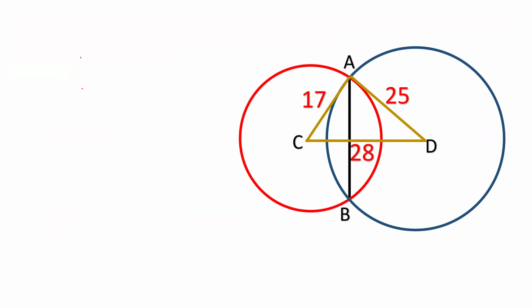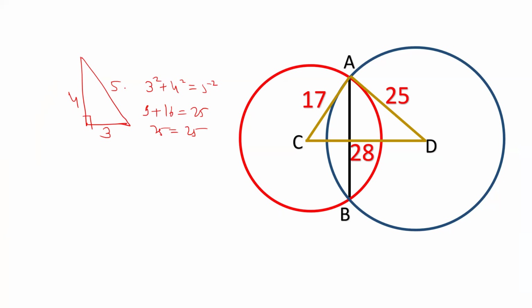Now, what is a Pythagoras triplet? If there is a right angle triangle, then the three sides of this triangle can be 3, 4, 5, because 3 square plus 4 square is 5 square. 3 square is 9, 4 square is 16, 5 square is 25. So 25 equals 25. This 3, 4, 5 is known as a Pythagoras triplet.